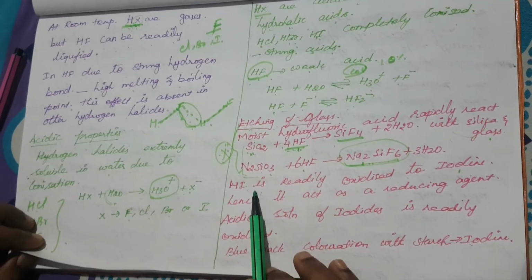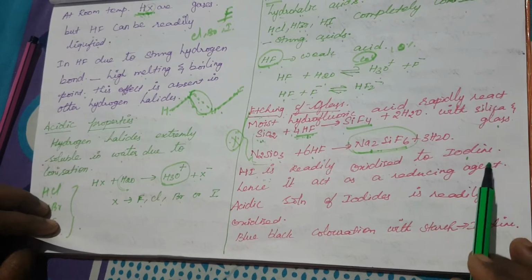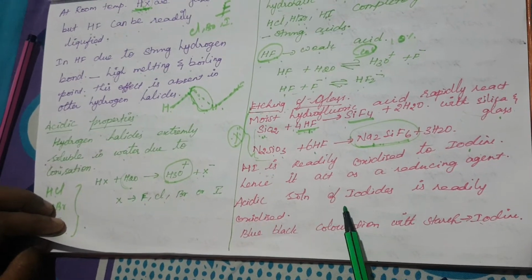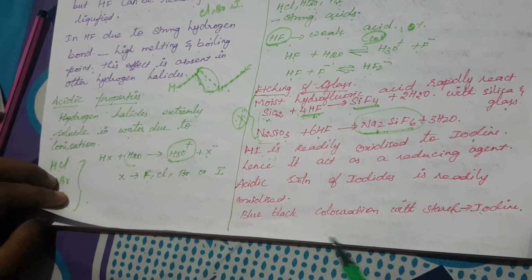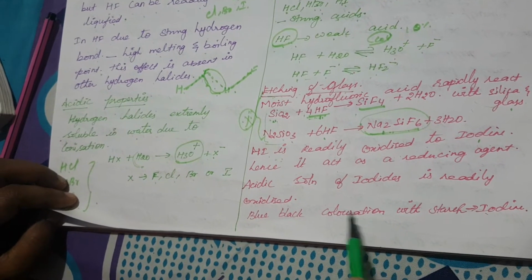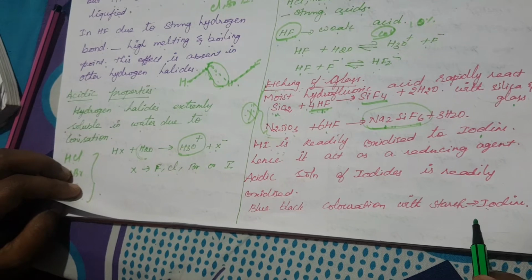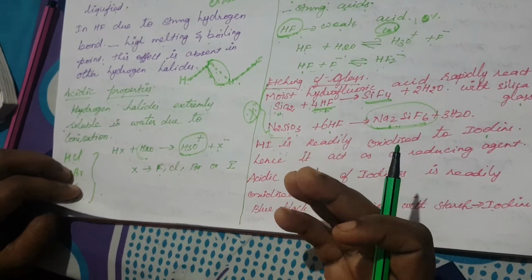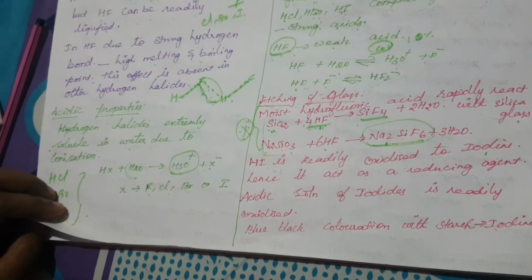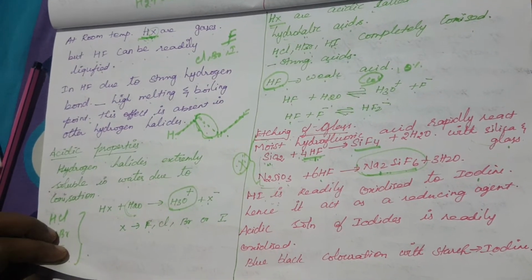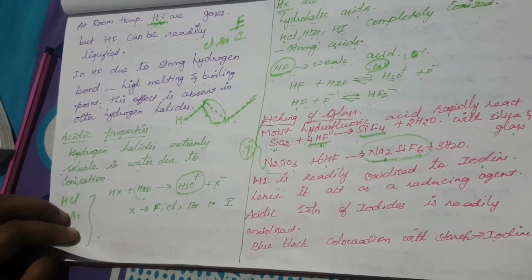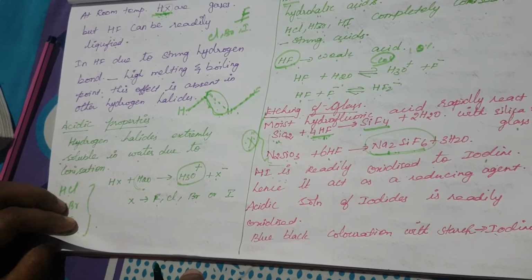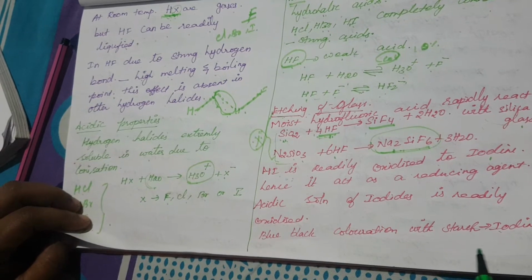Next one: hydrogen iodide is readily oxidized to iodine, hence it acts as a reducing agent. In acidic solution, iodides are readily oxidized. Blue black coloration with starch. An iodine solution is the identification test for starch. Suppose in a solution containing starch, one drop of a small amount of iodine is added, it turns dark blue. So the blue color obtained means that the solution contains starch. Okay, so this is the test for iodine.